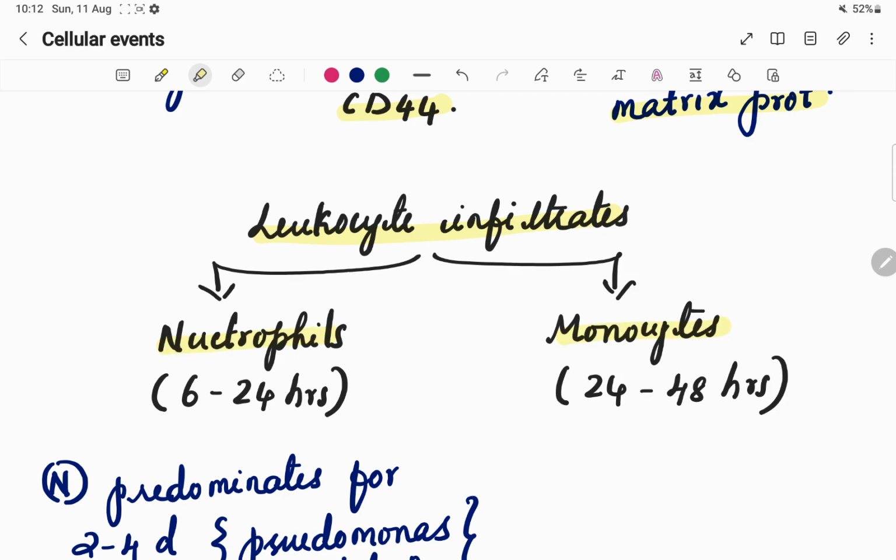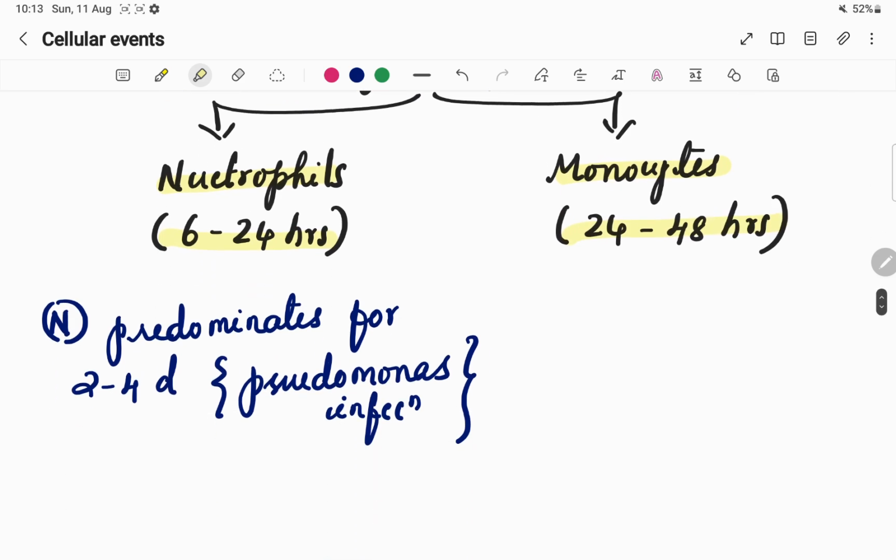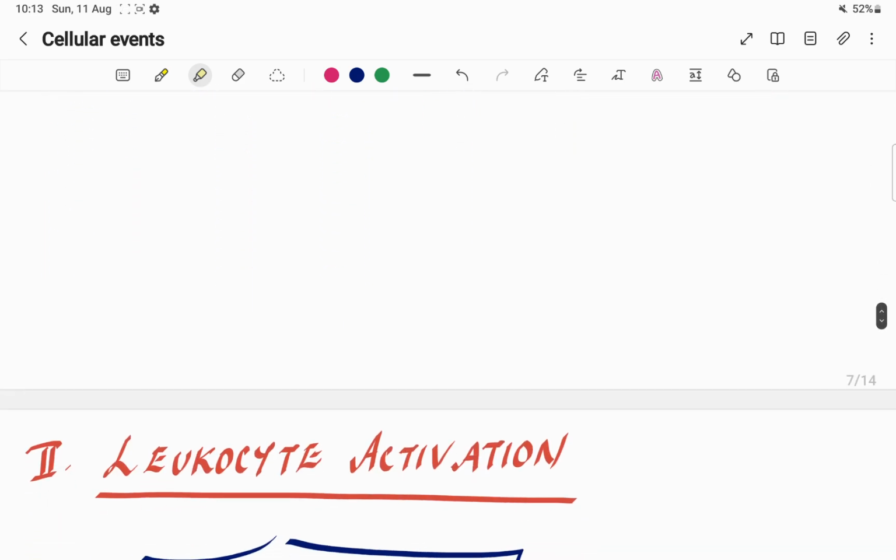In leukocyte infiltrates, mainly first appear the neutrophils: in the first 6 to 24 hours we can see the neutrophils, and then in the next 24 to 48 hours we see the monocytes. പക്ഷേ if neutrophils predominate for more than 2 to 4 days then it causes Pseudomonas infection. സോ അതാണ് നമ്മൾ സ്യൂഡോമോണാസ് ഇൻഫെക്ഷൻ എന്ന് പറയുന്നത്. So that's all about leukocyte recruitment.